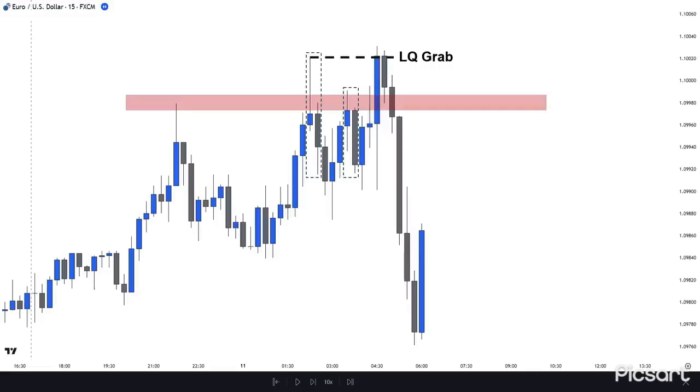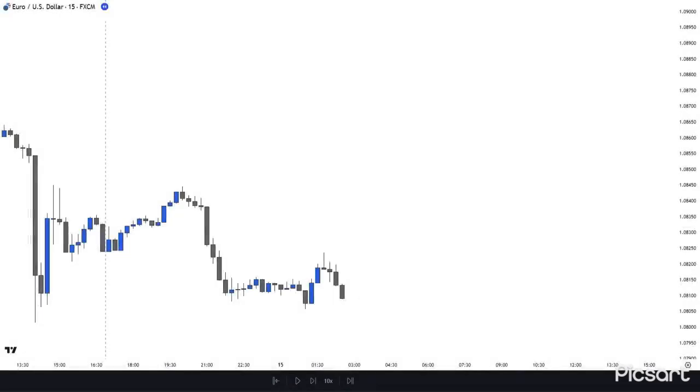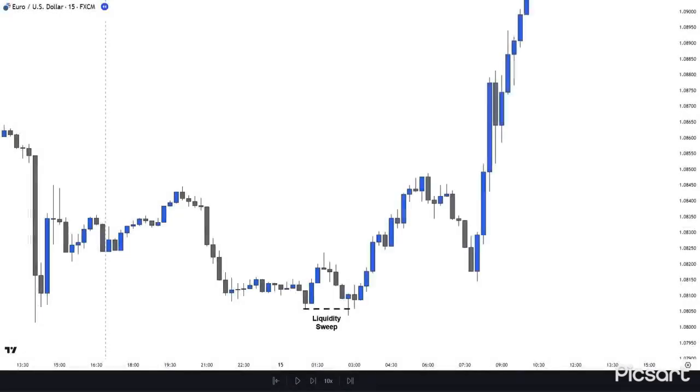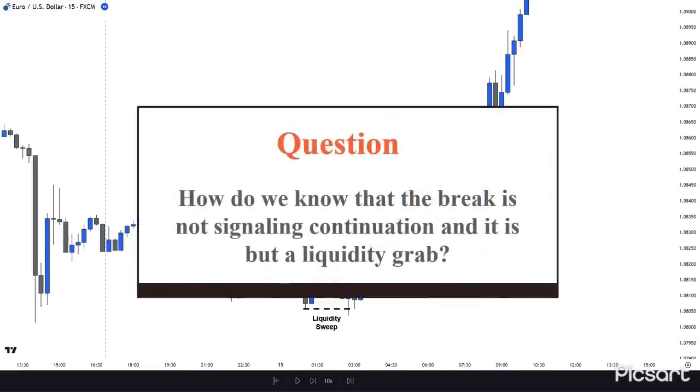So, new trends in market structure form on the chart. Once again, here, when the London kill zone begins, we have a liquidity sweep below this low, and then the market starts a completely new trend to the upside. Now, how do we know that the break is not signaling continuation, and it is but a liquidity grab?